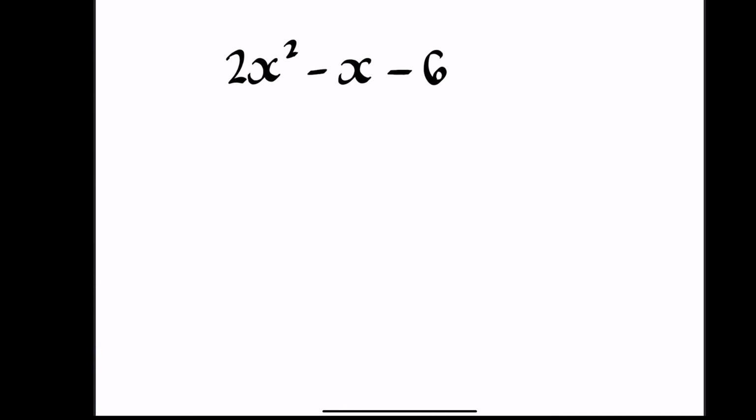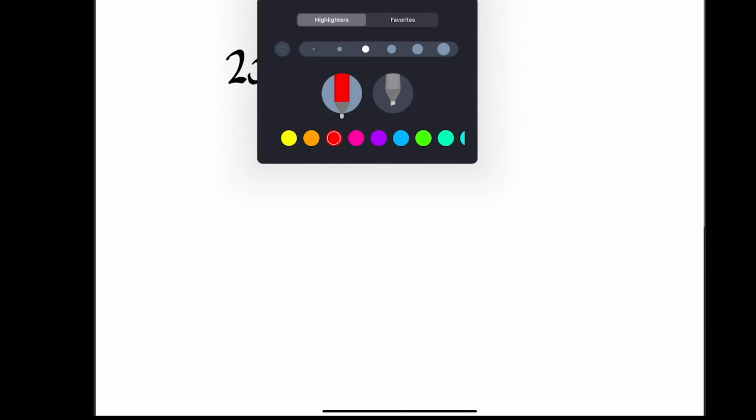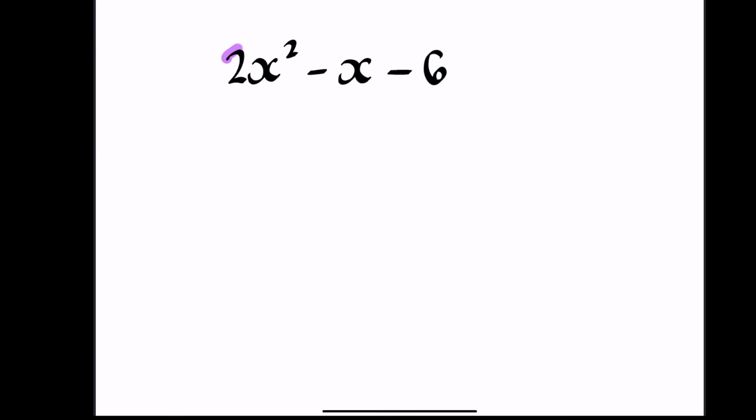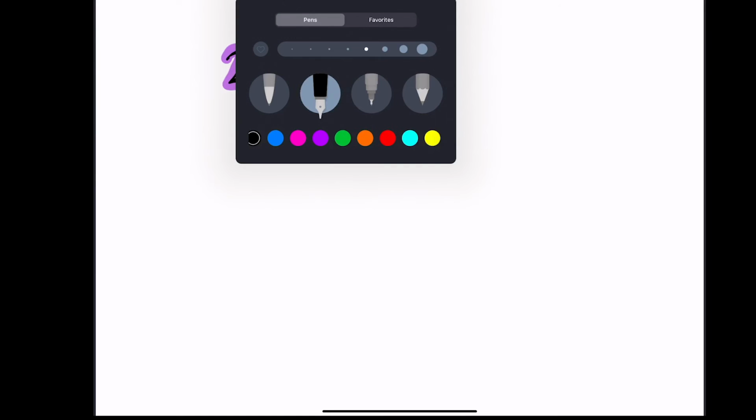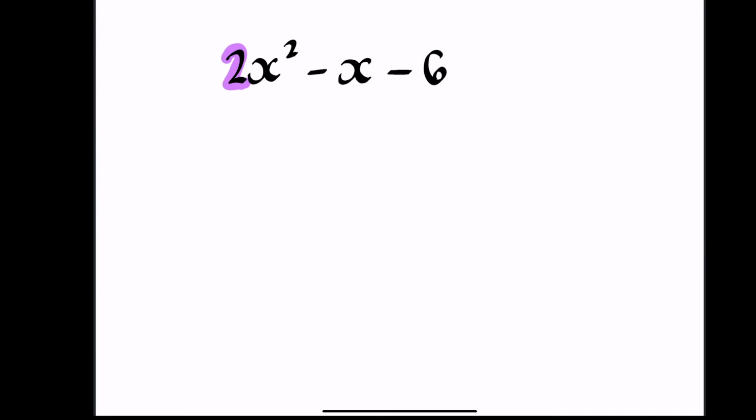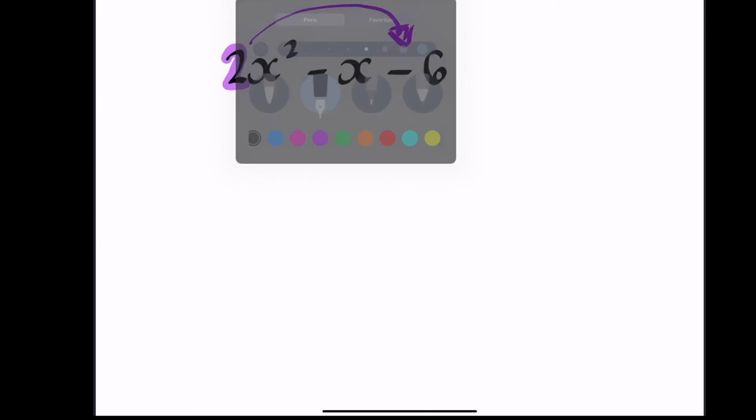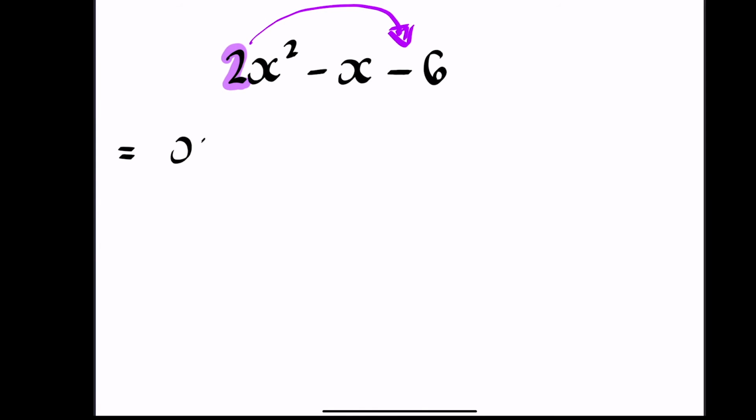Last example, 2x squared minus x minus 6. So I have a 2 as the coefficient of the x squared, which is the a value. I'm going to take the a value and multiply it with the c value. So now I'm going to have x squared minus x, positive 2 times negative 6 is negative 12.